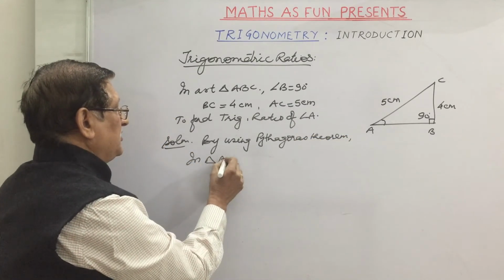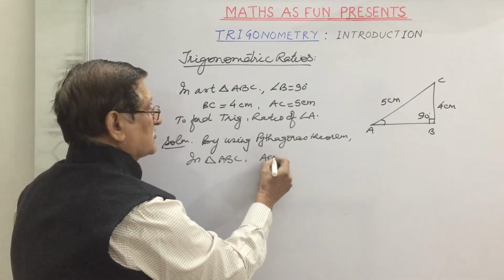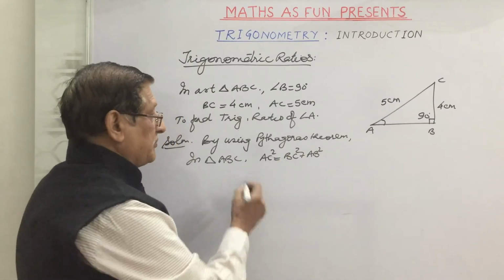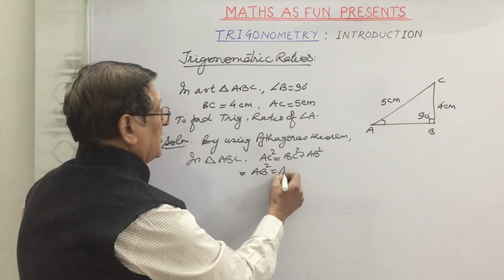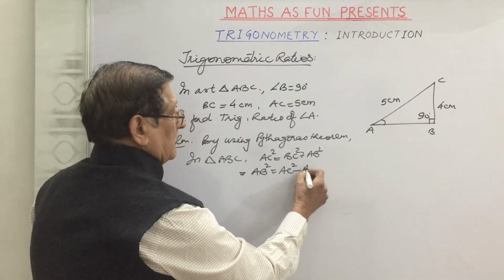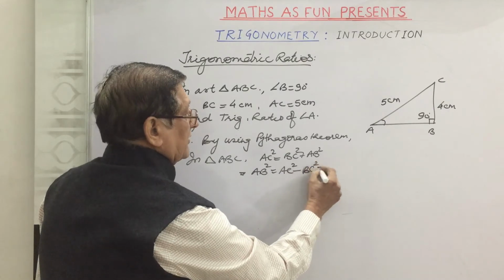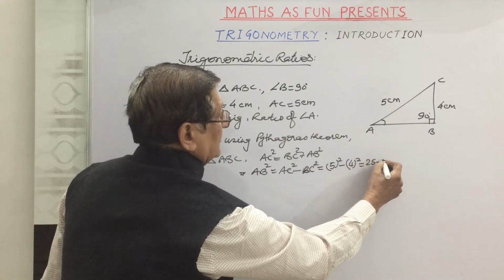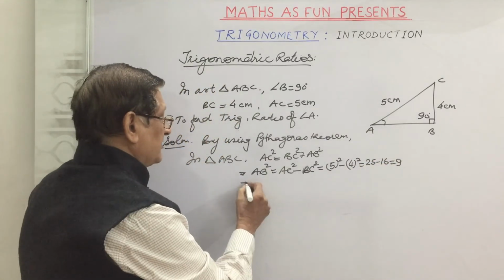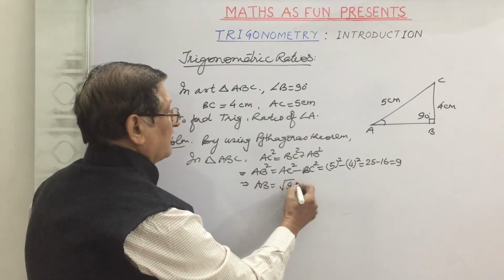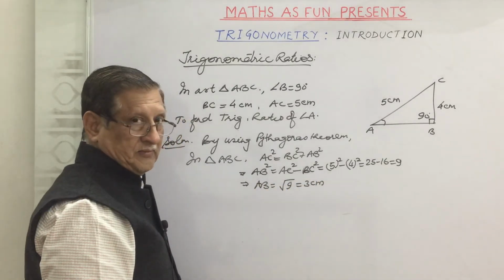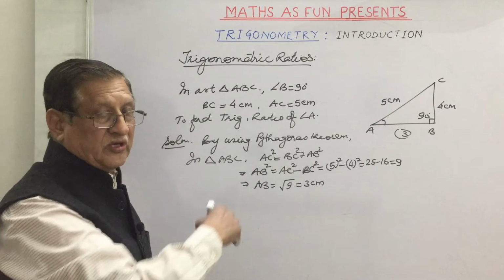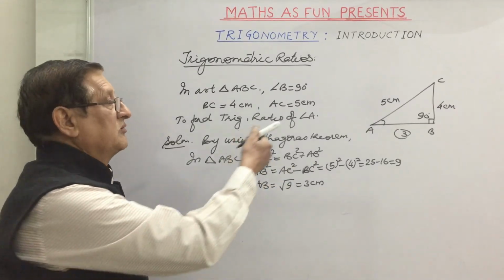in triangle ABC, we get that AC square is equal to BC square plus AB square. It means AB square will be AC square minus BC square. And that here comes as 5 square minus 4 square. That is 25 minus 16, which is 9. It means we get the value of AB as root of 9, that is 3 centimeter. So we have found this value as 3 centimeter. Now we can find out all the trigonometrical ratios for this particular angle A.